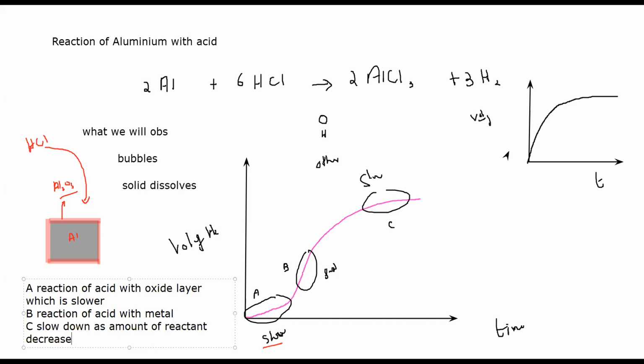This can be explained in terms of exothermic, but the thing is, initially the rate is slower because the temperature is low, as well as the oxide layer is there. And the second thing, when the reaction occurs, heat is given off, that heat increases the temperature, and the oxide layer is also removed, so the reaction rate increases. So you can explain in terms of temperature as well.